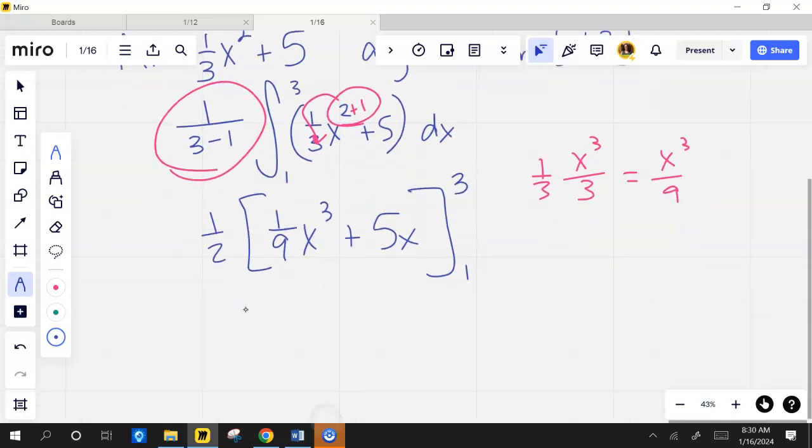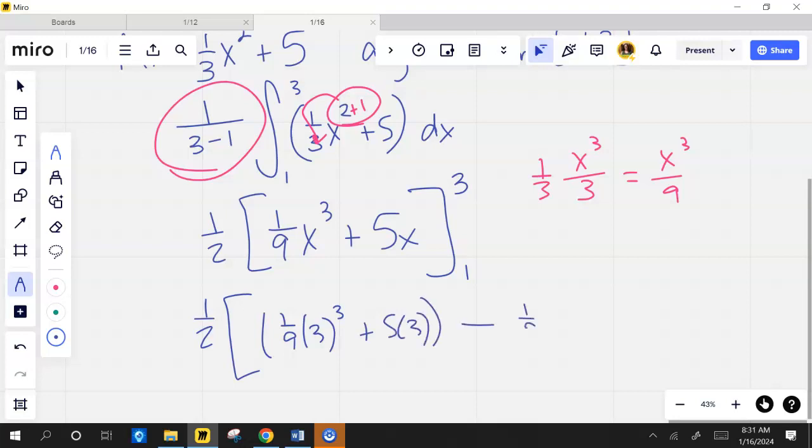I don't know y'all gonna make me work it all out. It's okay. It's always the upper bound minus the lower bound. Always subtract.